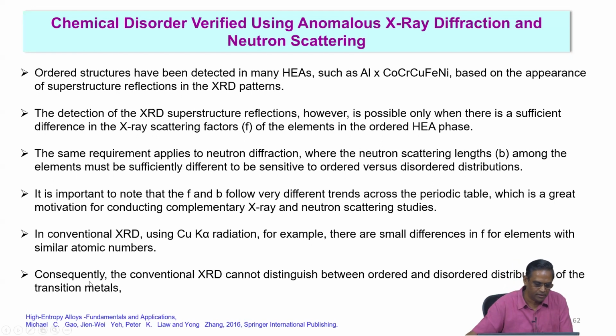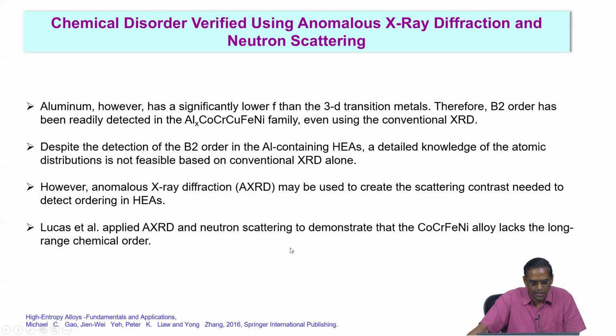In a conventional XRD using copper K alpha radiation, for example, there are small differences in F, the atomic scattering factor, for elements with similar atomic numbers. Consequently, conventional XRD cannot distinguish between ordered and disordered distribution of the transition metals, at least. Aluminum, however, has a slightly lower atomic scattering factor than the 3D transition metals. Therefore, B2 order has been readily detected in this aluminum, cobalt, chromium, copper, iron, nickel family, even using conventional XRD.